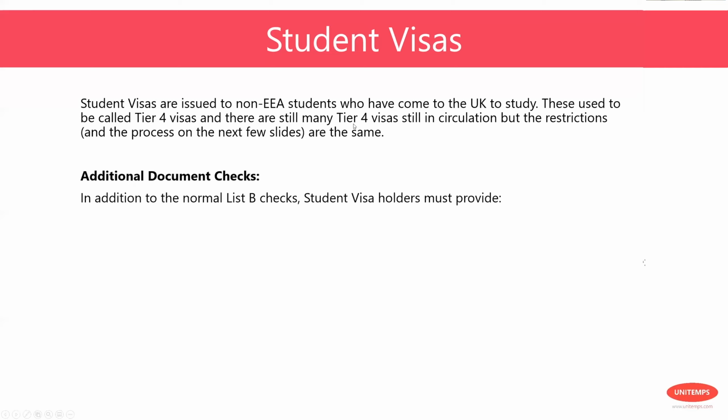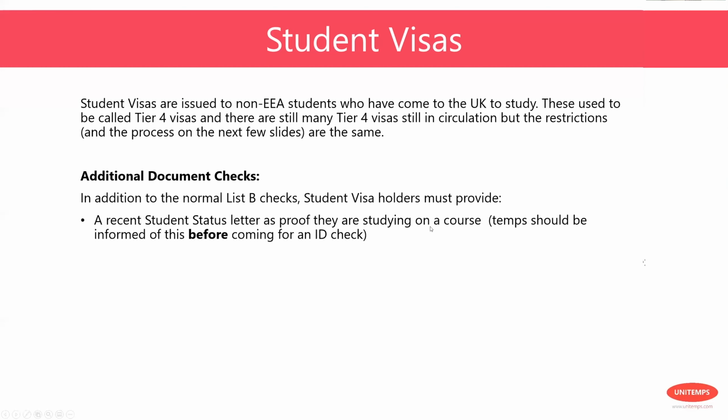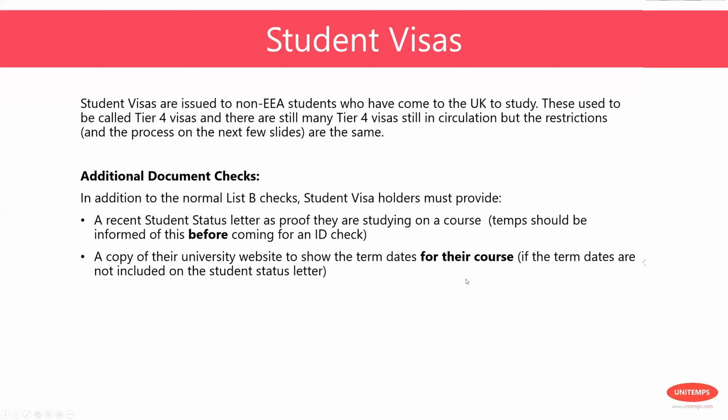Right. So the first thing to be aware of with student visa holders is that there are requirements for additional document checks. In addition to the normal list B checks, student visa holders must provide a recent student status letter as proof they're studying on a course. Always tell temps about this in advance because they'll probably need to get that off student reception. A copy of the university website to show their term dates for their course, if their term dates are not included on the student status letter. Some universities will have the term dates on the student status letter, which is great. But if not, then they'll need to show you where on the university website their term dates are.